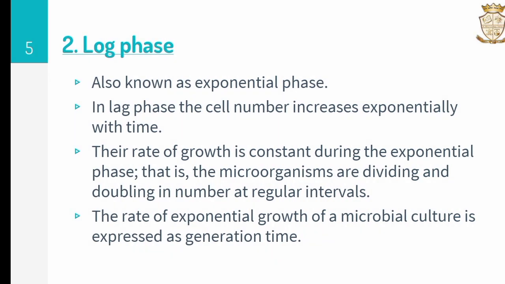Second one is the log phase. It is also known as the exponential phase. In this phase, the number of cells increases exponentially with time. During the log phase, microorganisms are growing and dividing at the maximal rate possible given their genetic potential, the nature of the medium, and the conditions under which they are growing. Their rate of growth is constant during the log phase, that is, the microorganisms are dividing and doubling in number at regular intervals. The rate of exponential growth of the microbial culture is expressed as generation time.